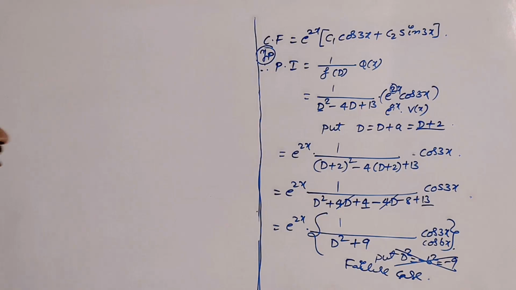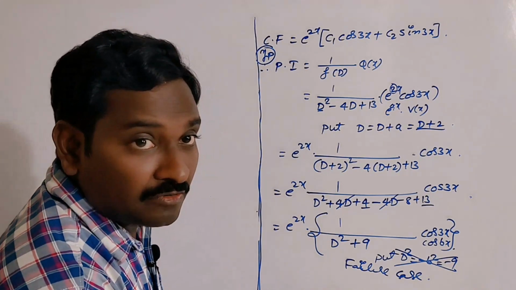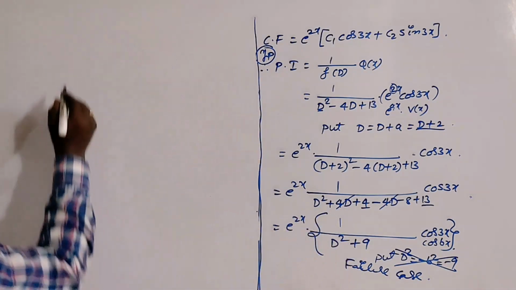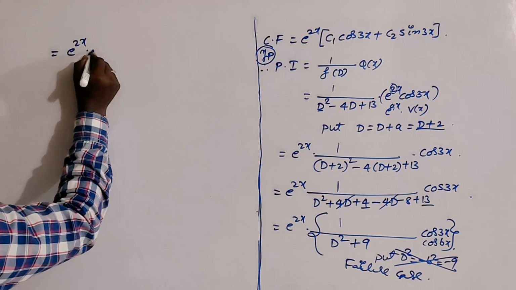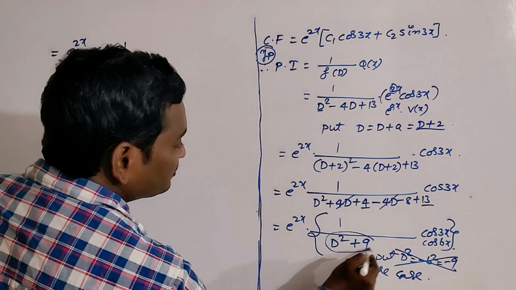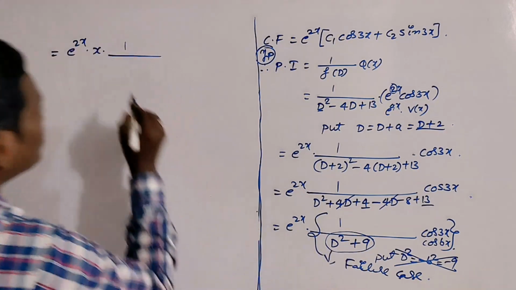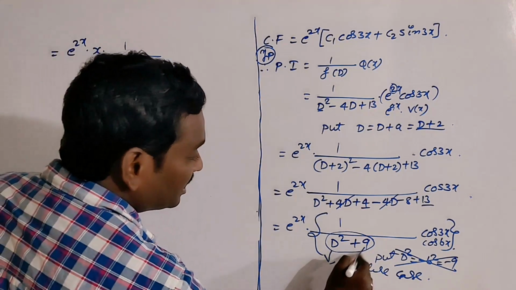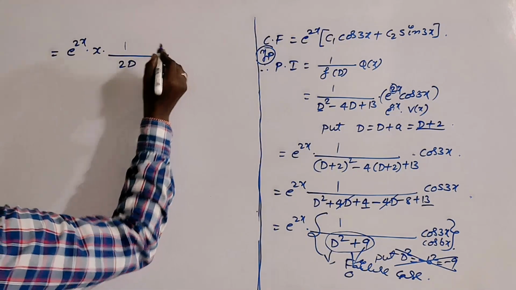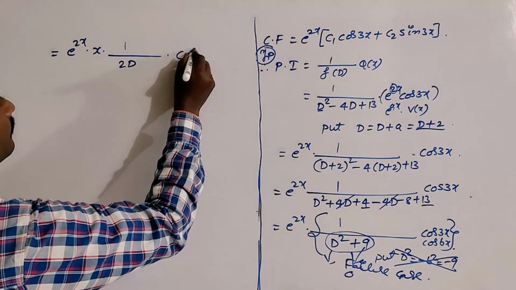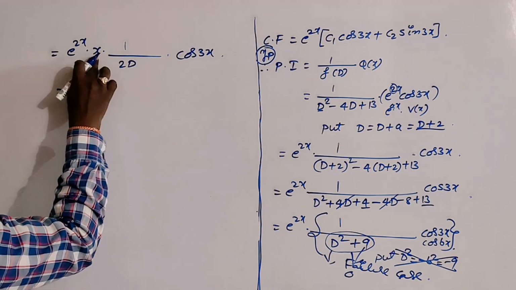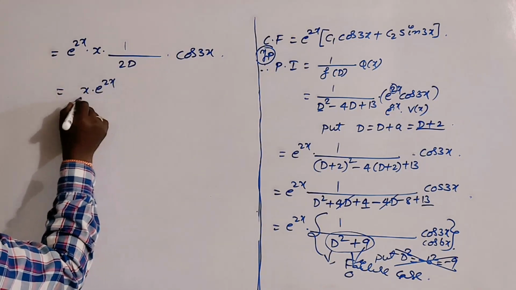Okay, whenever we got the failure case, what is the procedure? Write x in the outside of 1 by f of D and take the derivative for the denominator. So e power 2x into, write x in the product here, into 1 by, what is the derivative for D square plus 9? Derivative for D square is 2D and derivative for 9 is 0. Okay, so 2D plus 0 is 2D and remaining term is cos 3x.